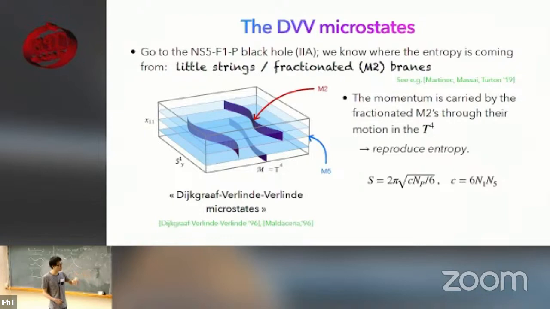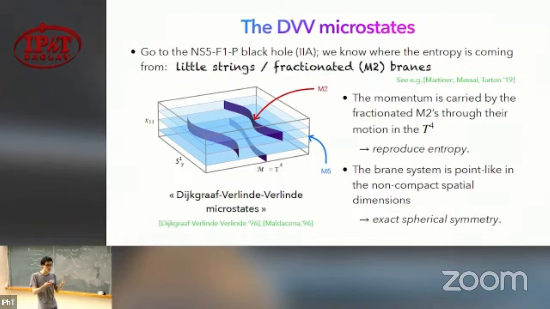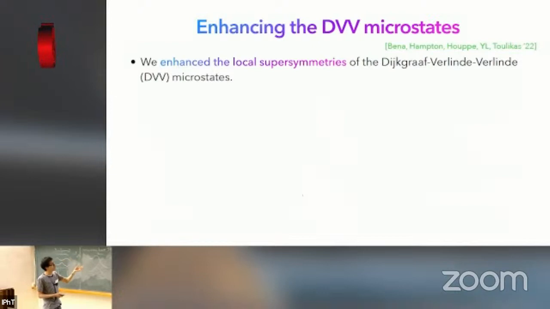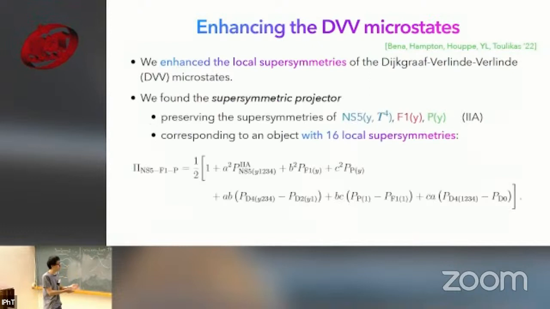All right, so what is important is that here, all the momentum is carried in the four-torus. So the brane system is a point in the non-compact spatial dimensions. And this is how it ensures that for the bosonic sector, you would get exact spherical symmetry. Well, the thing is, we enhanced the local supersymmetries of the DVV microstates. In particular, we found the supersymmetric projector that not only preserves the supersymmetries of NS5, F1, and P in type IIA, but also corresponds to an object with 16 local supersymmetries.